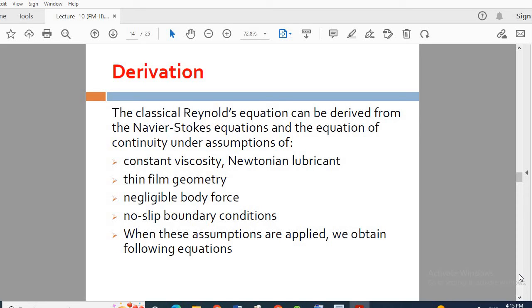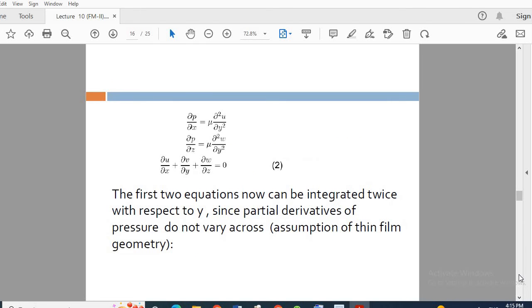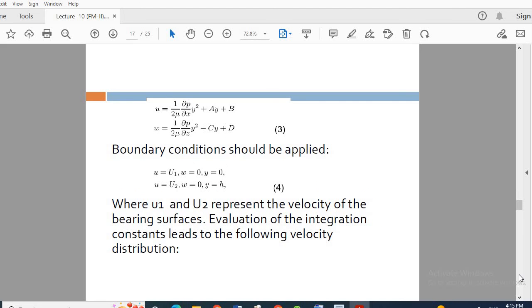The classical Reynolds equation can be derived from the Navier-Stokes equation and the continuity equation. According to the assumptions: constant viscosity, Newtonian lubricant, thin film geometry, negligible body force, and no slip condition. When these assumptions are applied, we obtain the following equations. According to our assumptions, we get that type of Navier-Stokes equation and continuity condition.